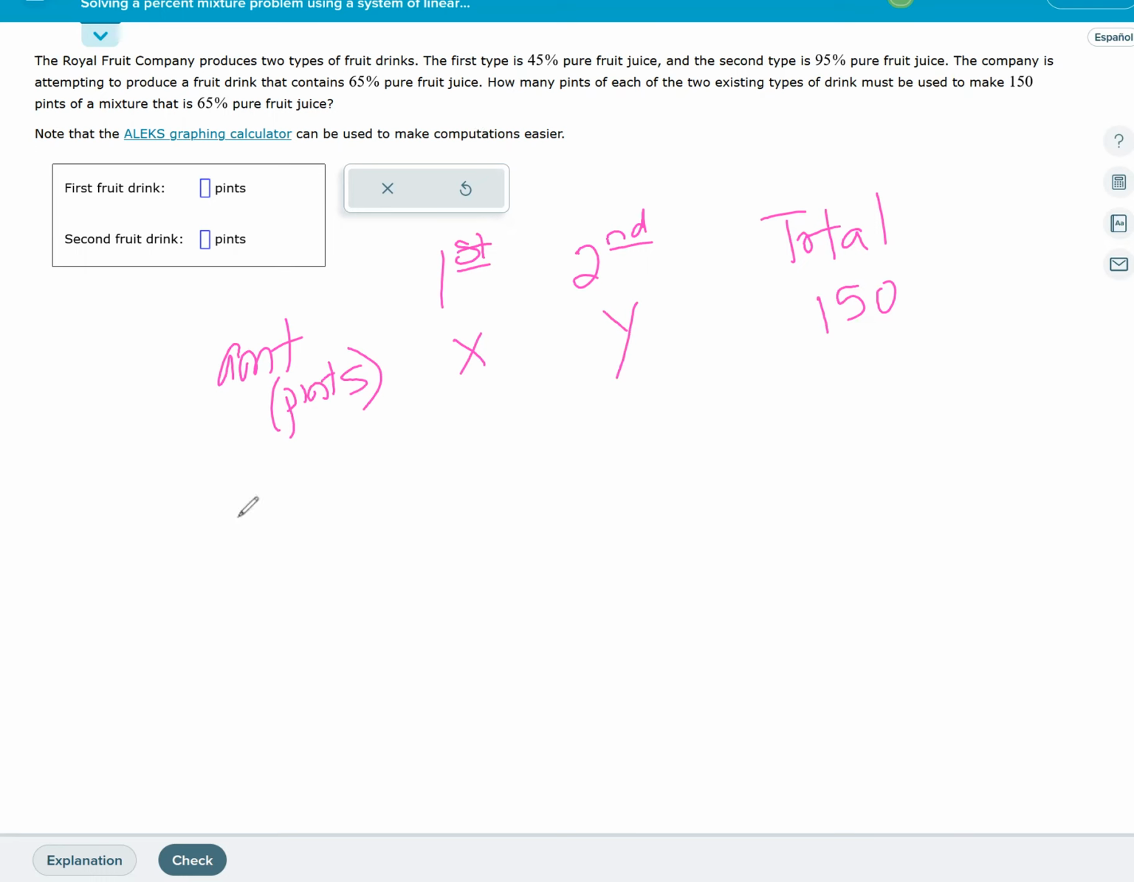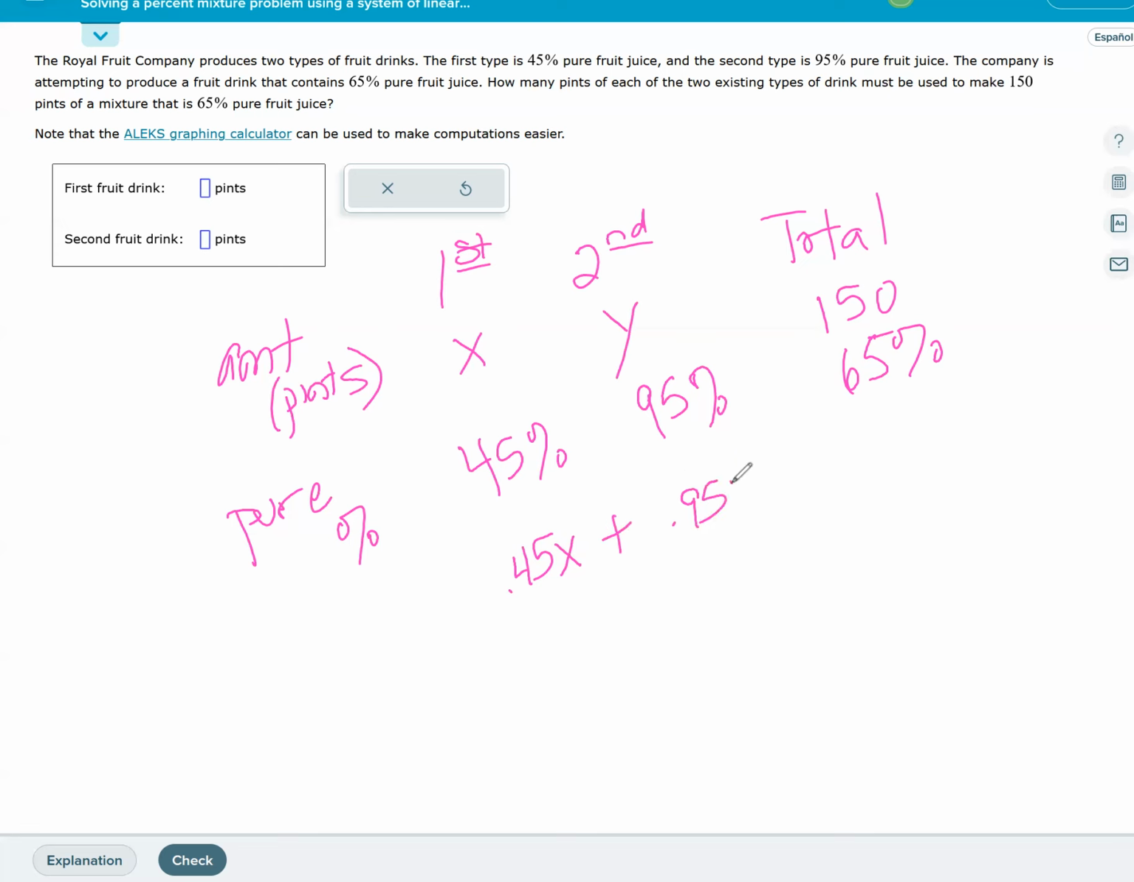And then we're talking about pure fruit, the percentage of pure fruit juice. So the first type is 45% pure fruit juice. The second type is 95% pure fruit juice, and they're making a mixture that is 65% total pure fruit juice. So then when we write this one, we want 45% of the number of pints, the first one, and add it to 95% of the number of pints for the second fruit juice.